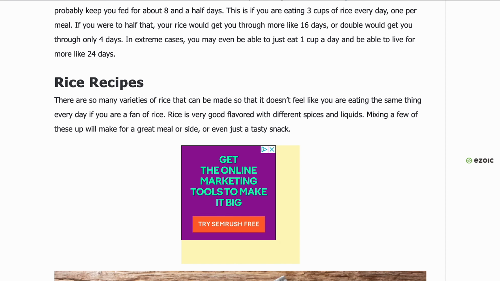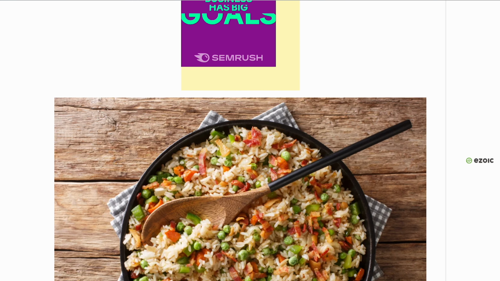Here, we mentioned rice recipes. If we have any recipes on our own website that use rice, that would be great. If we don't, maybe we would want to consider adding some. This is about how much rice you need for 100 people.